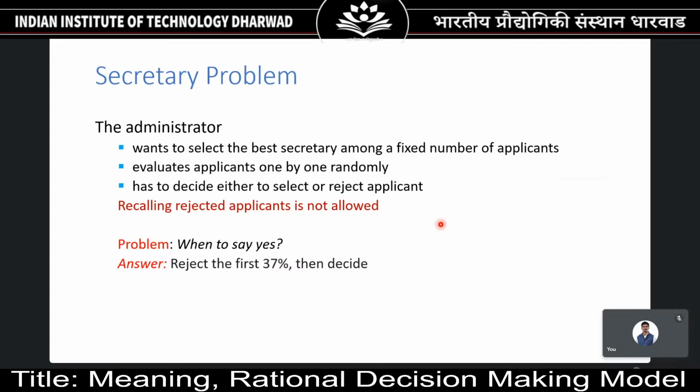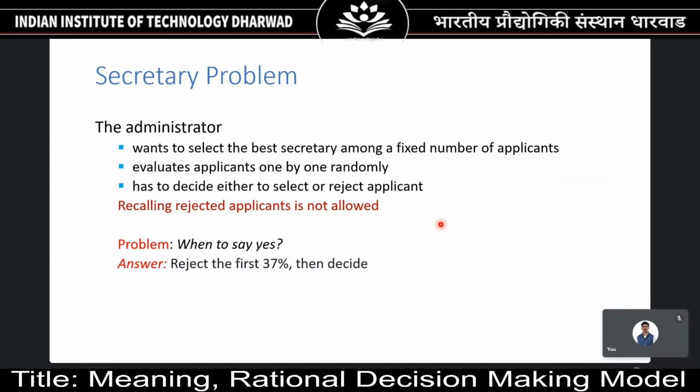In the second last slide, I want to throw out an interesting problem, the secretary problem. Suppose you are the CEO of your company and want to hire one secretary, and you have 100 resumes for this. In that case, you want to select the best secretary among a fixed number of applicants. You evaluate applicants one by one randomly, and you have to decide either to select or reject the applicant. The catch here is that recalling rejected applicants is not allowed.